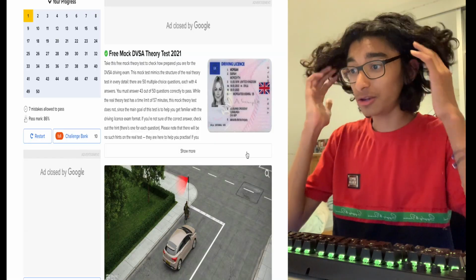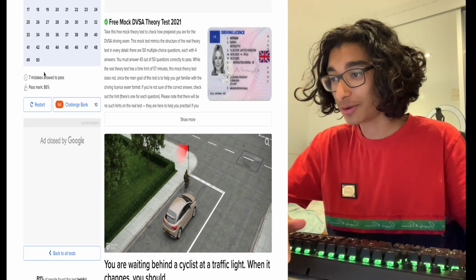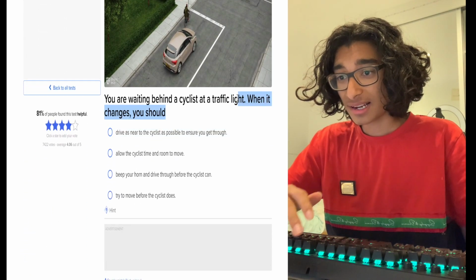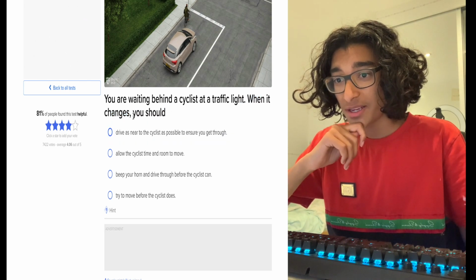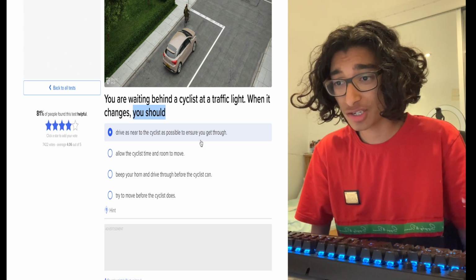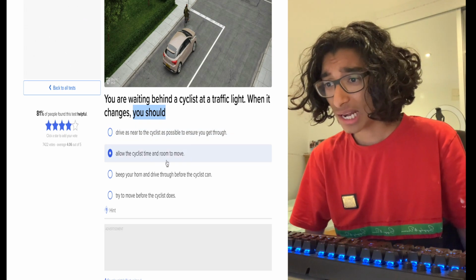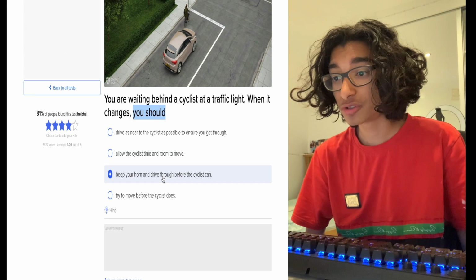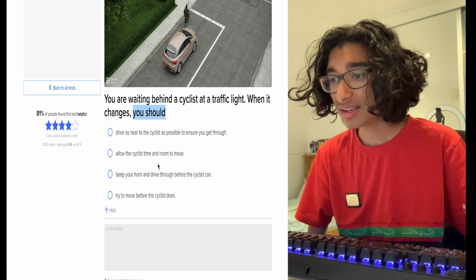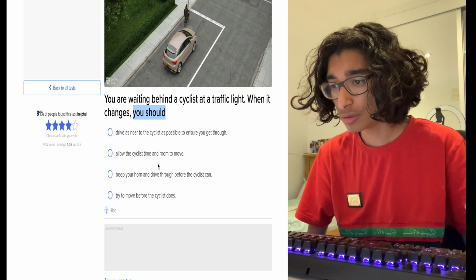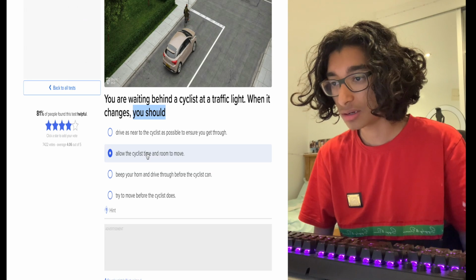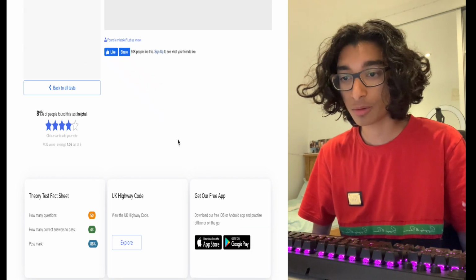Okay, let's have a go at this test. So I think there's 50 questions and I'm only allowed 7 mistakes. You're waiting behind a cyclist at traffic lights. When it changes, you should drive as near to the cyclist as possible to ensure you get through? No. Allow the cyclist time and room to move. Beep your horn? No, you shouldn't do that. Try to move the cyclist? No, that has to be allow the cyclist. Common sense.